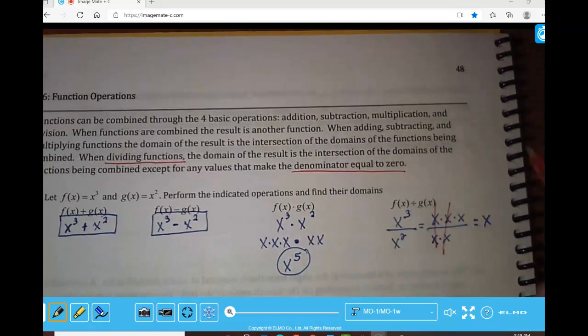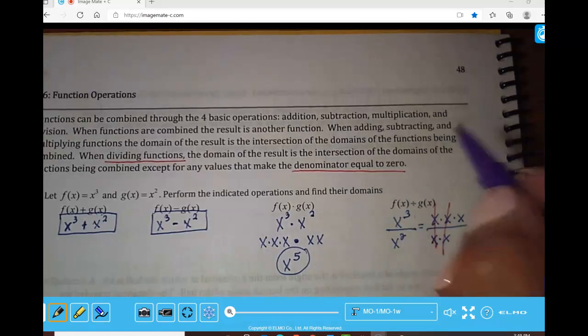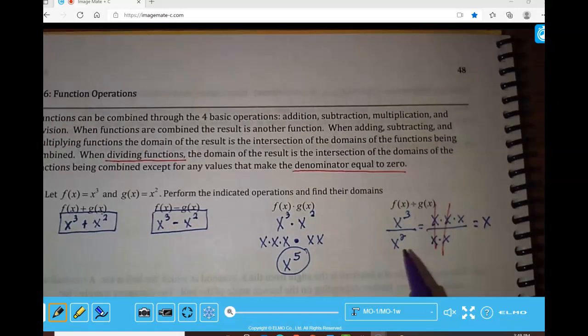However, when I look here, because I have a denominator, one issue that appears with division is that your denominator cannot equal 0.